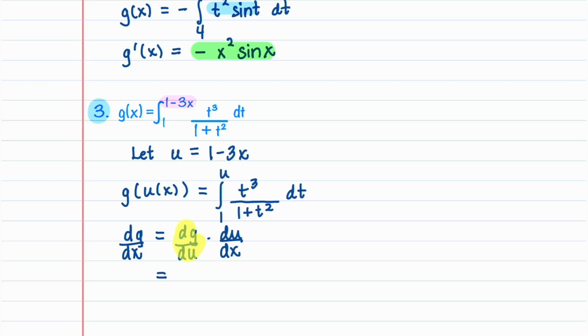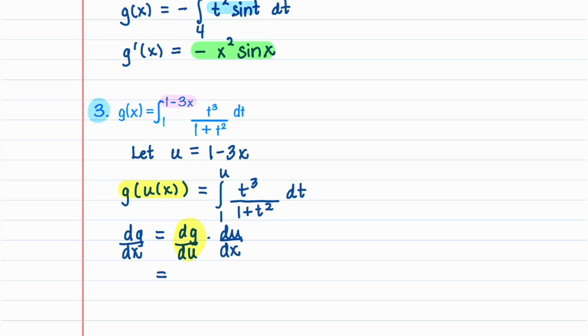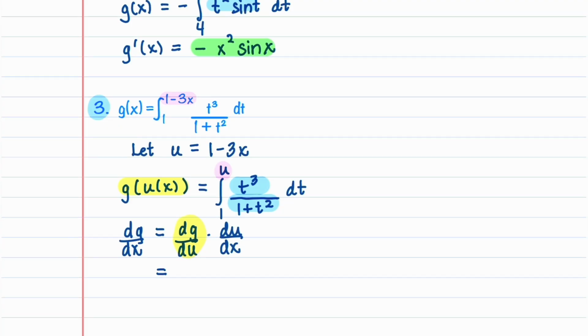Let's see what this gives us. Let's look at dg du first. That is just the derivative of this function right here with respect to u. And now u is our upper limit of integration. So dg du is just this integrand evaluated at u. So this gives us u cubed, all divided by 1 plus u squared.